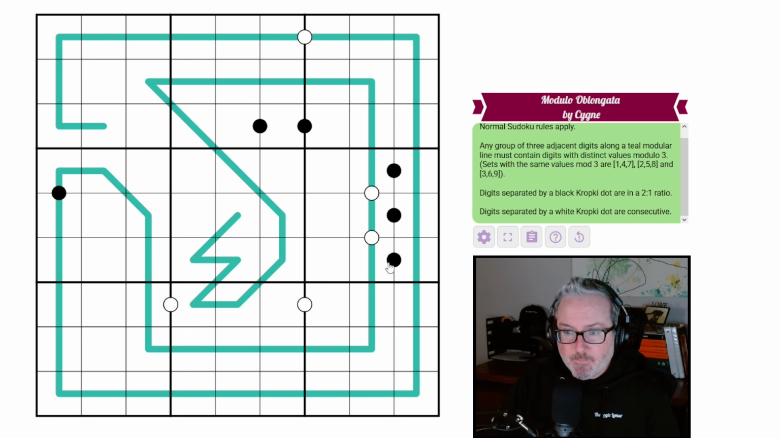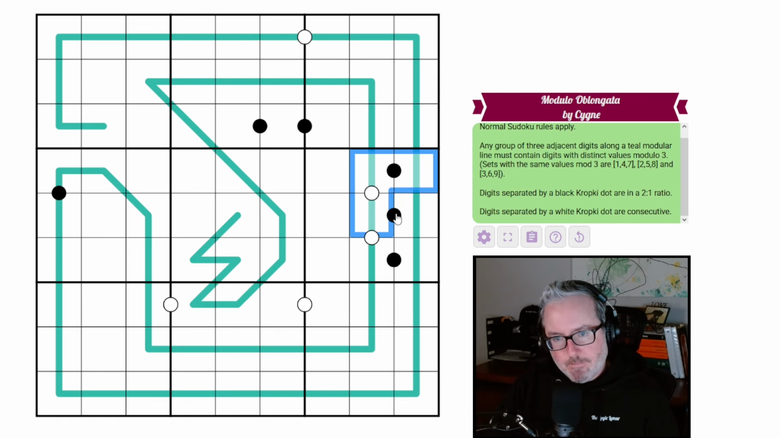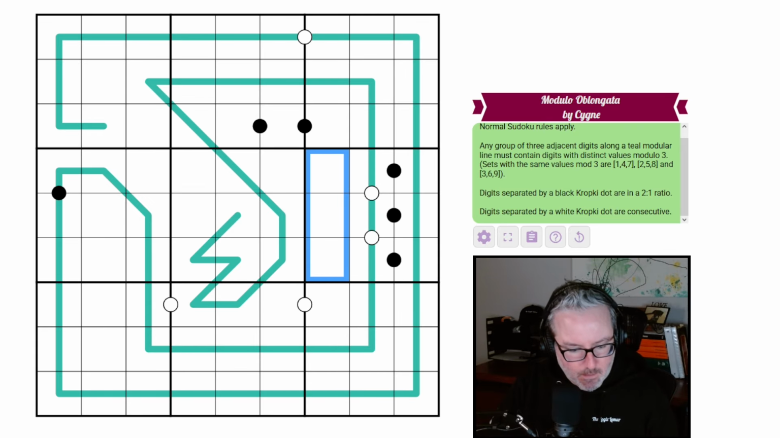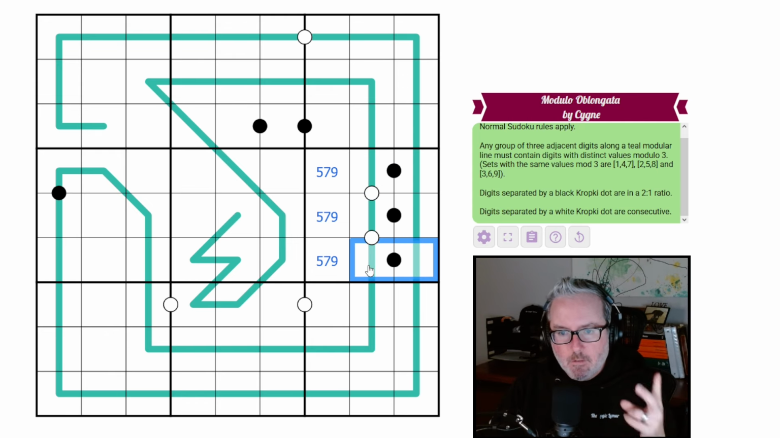Let's have some fun. Now, I think what I want to do is start down here, because we're going to know a couple of things about what's going on here. First off, you can't put 5, 7, or 9 in a black Kropki, so these are 5, 7, 9. We're also going to know that these 3 sets are going to be 1, 2, 4, 8, and 3, 6.